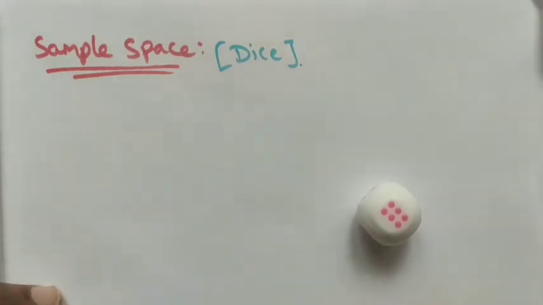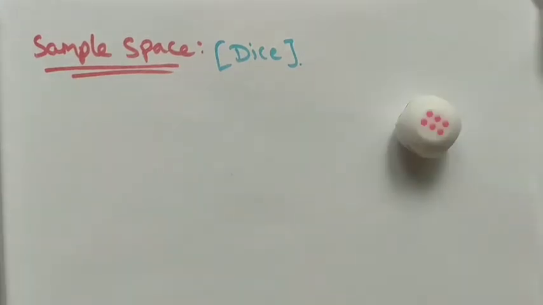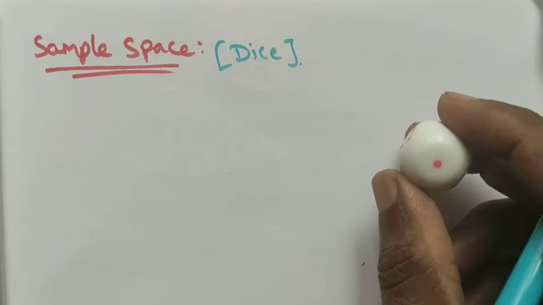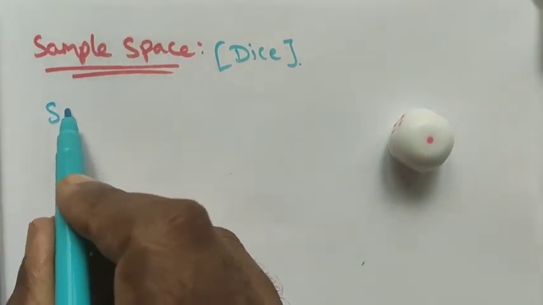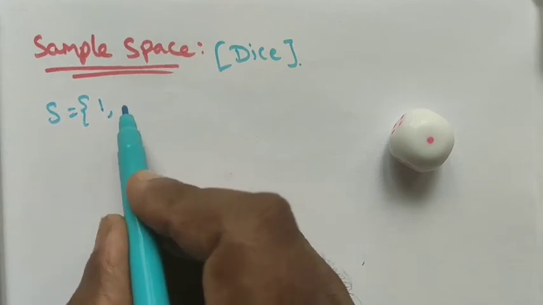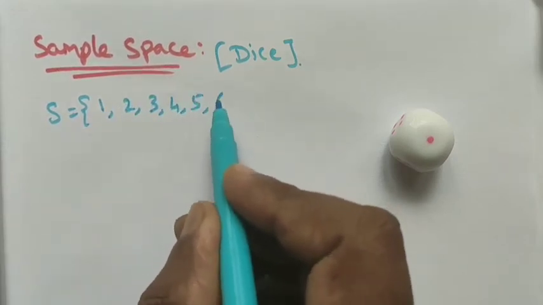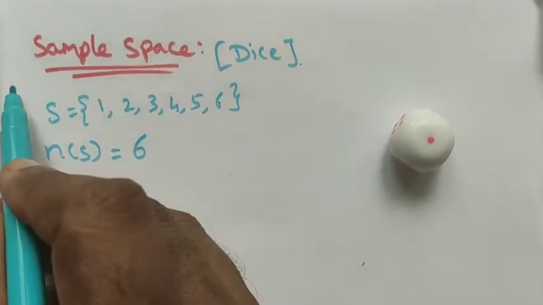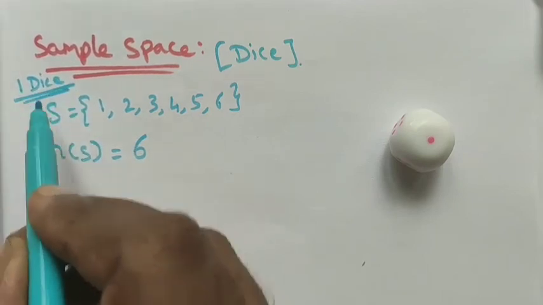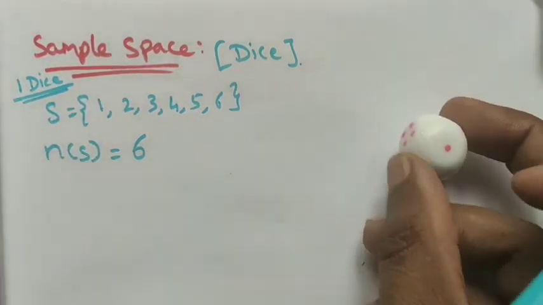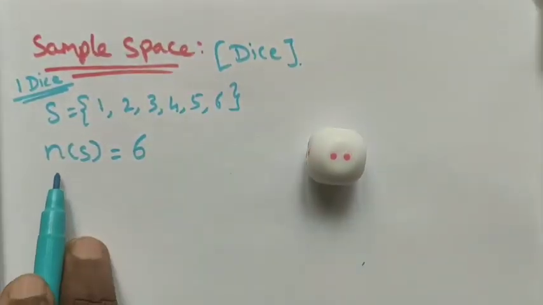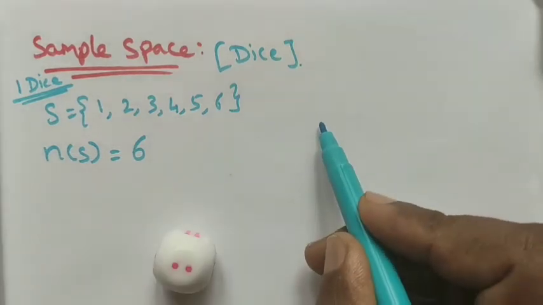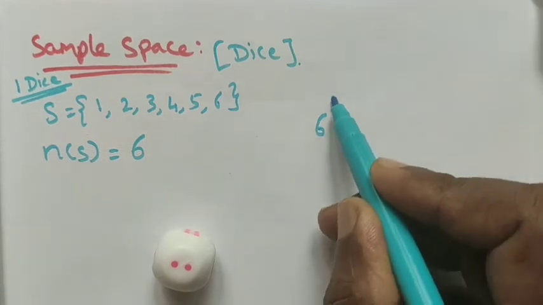Next we see the sample space for dice. In a single dice we know the numbers, it is mentioned from 1 to 6 in a single dice, right? So the sample space S is equal to, the total possible outcome is 1, 2, 3, 4, 5, and then 6. Then the number of sample space is equal to 6 for one dice, for a single dice, right? A single dice rolled once, we get the sample space, total number of sample space n of S is equal to 6. In a die we have 6 power 1, single die means 6 power 1.